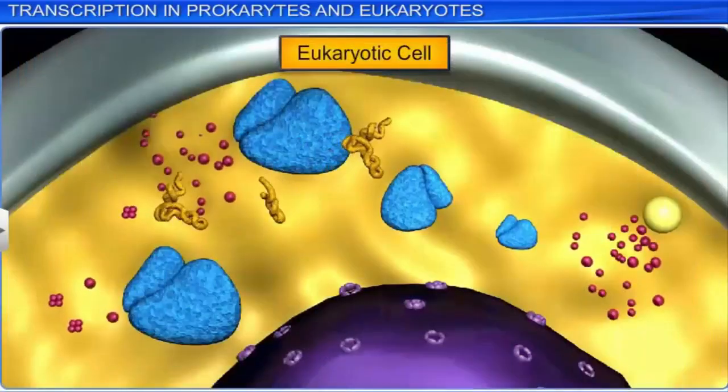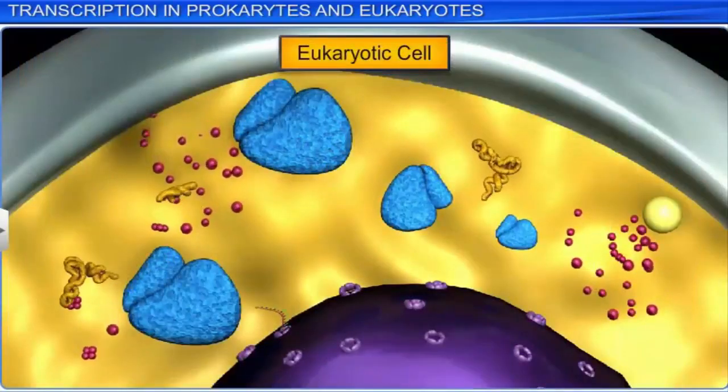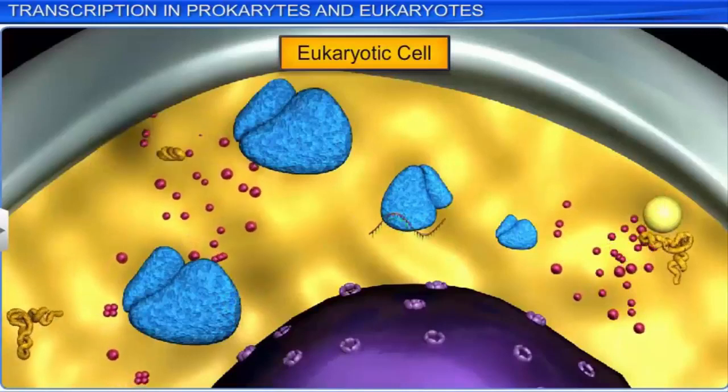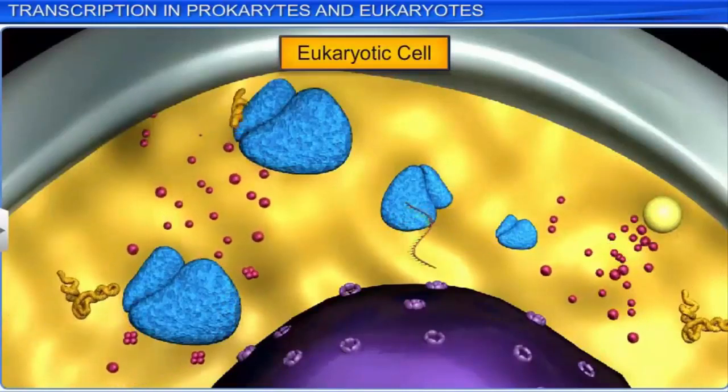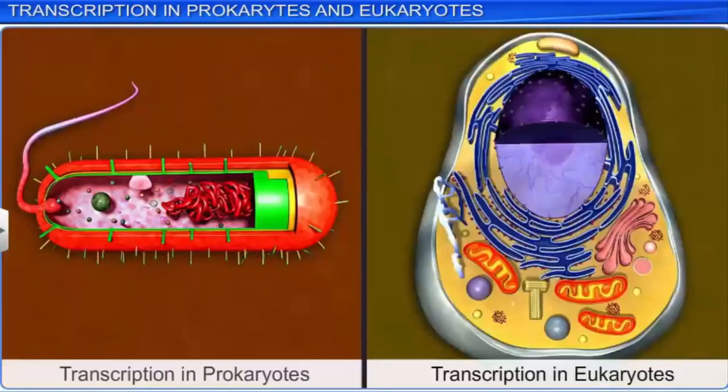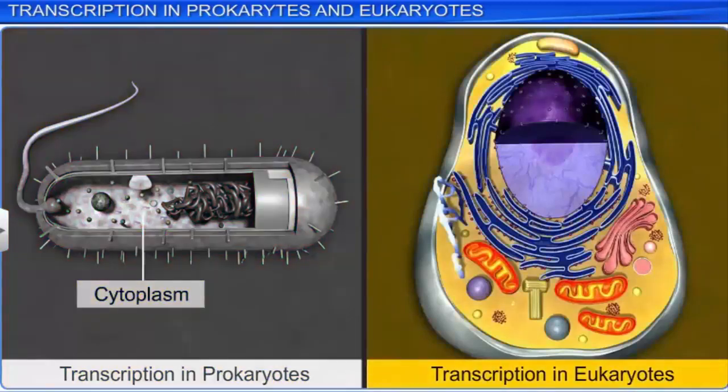The stages of transcription in eukaryotes are similar to that of prokaryotic transcription. However, there are some differences as well. Let's understand them in detail. Unlike prokaryotic transcription, which occurs in cytoplasm, in eukaryotes, transcription occurs in the nucleus.